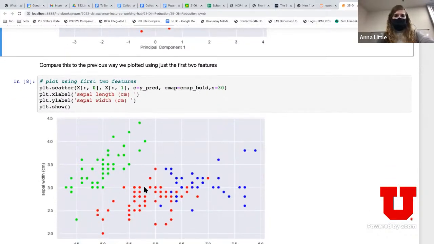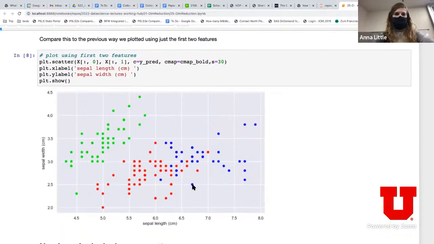And then this is the plot with just the first 2 features, as we already commented. The separation is not nearly as good there.